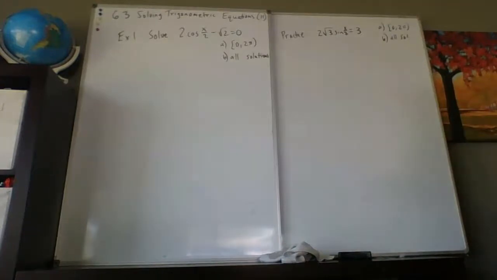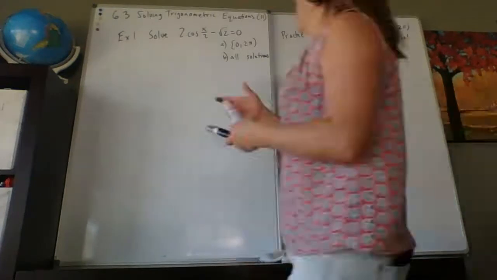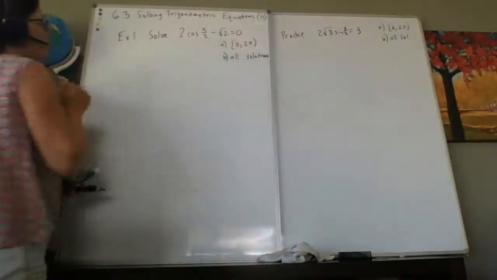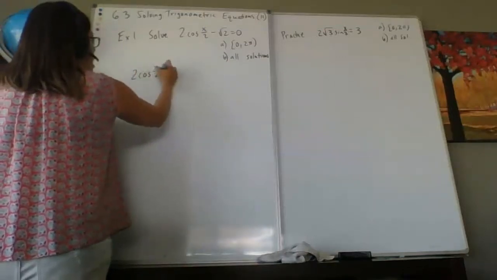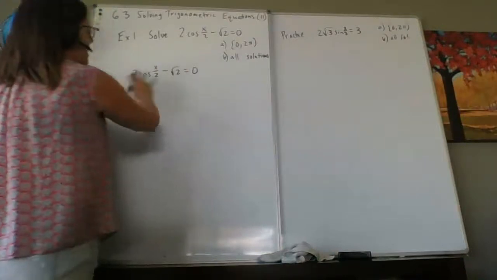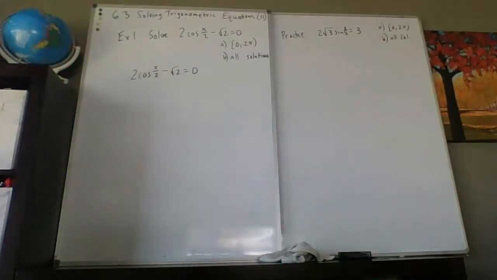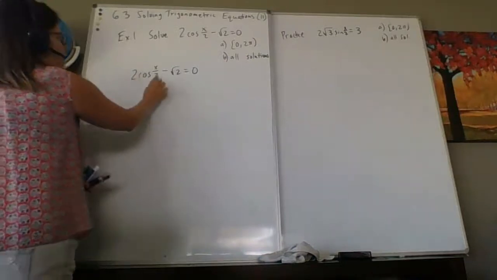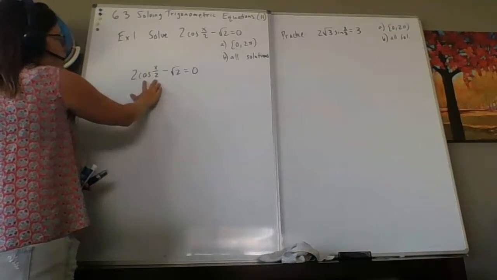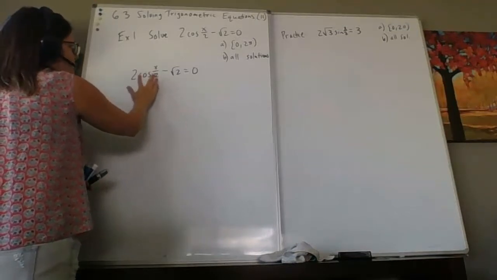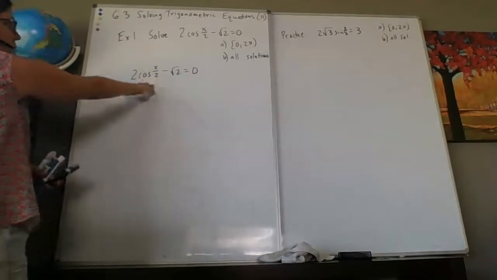Example 1, solve 2 cosine of x over 2 minus rad 2 equals 0, A over the interval 0 to 2 pi, and B for all solutions. So take a look here. Notice we have the cosine of x over 2, but there are no other cosine x's. In this situation, anytime we have a cosine with a different input, but that's the only input to all of our trig functions, we're going to go ahead and leave this and solve for cosine of x over 2.